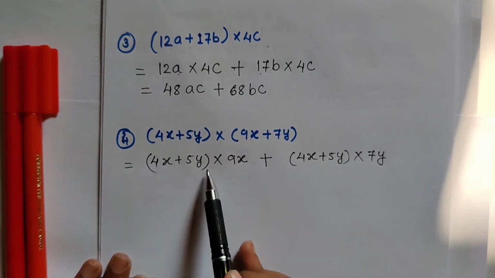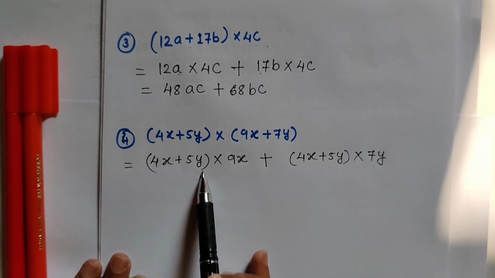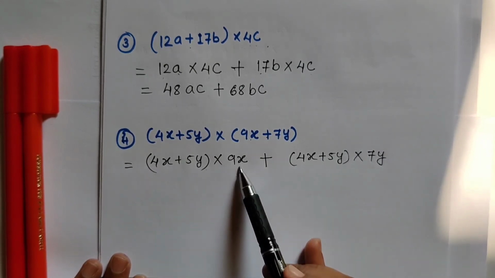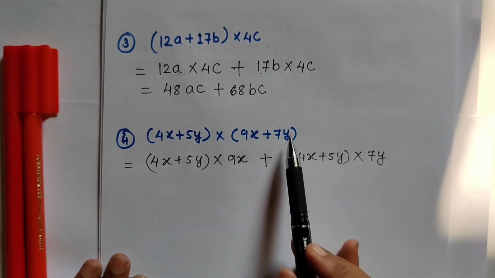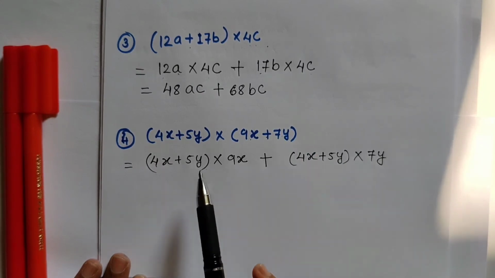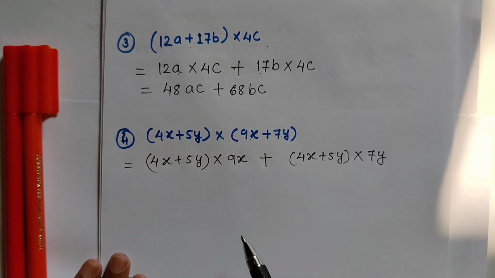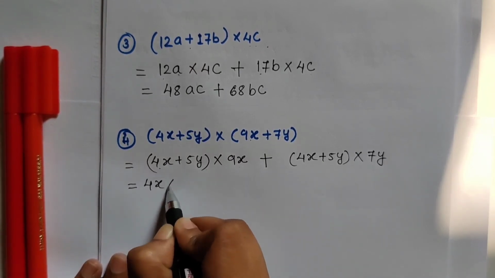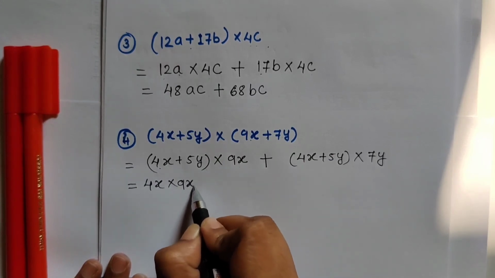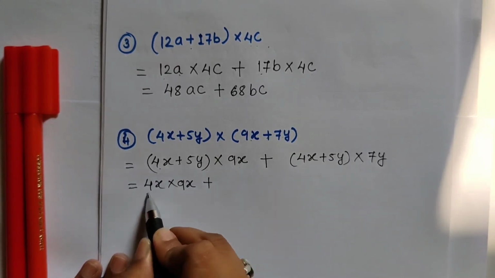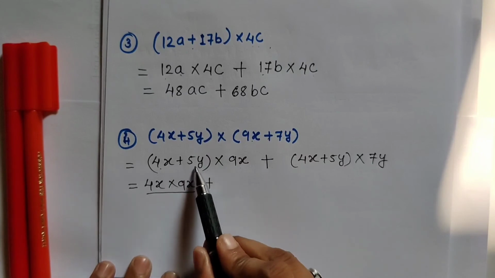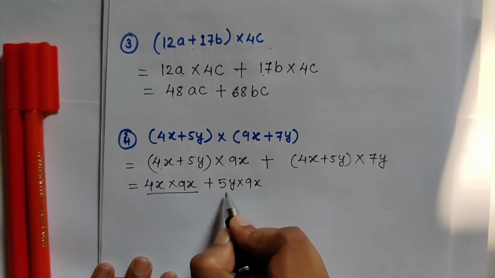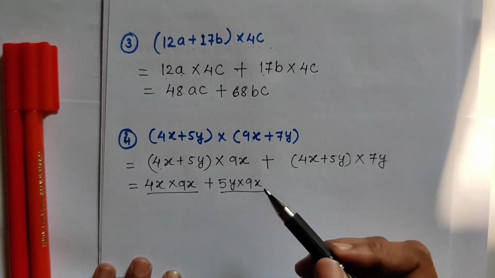We have written the first bracket both the times. Both the times we have written the first bracket multiplied by the first term from the second bracket, and here multiplied by the second term from the second bracket. The bracket should be the same both the times. Now multiply this first term by this 9x. The plus sign is there. This multiplication we have to do afterwards. Plus sign is there. 5y multiplied by 9x. So we have written it in multiplication form.